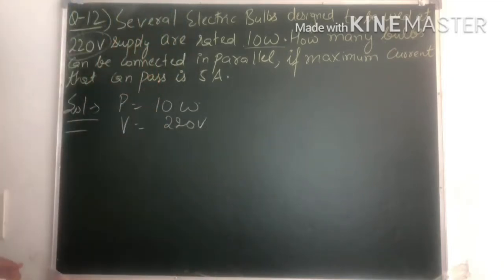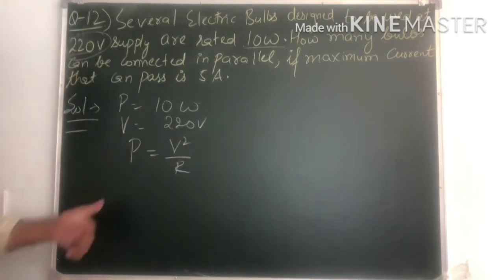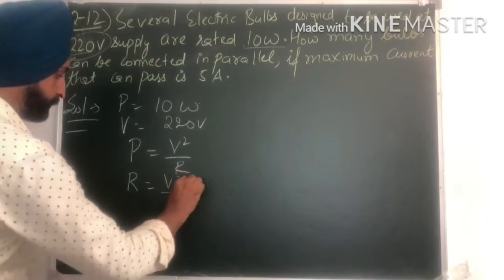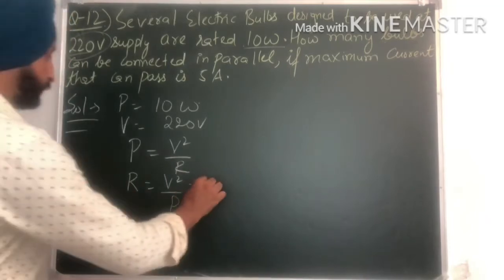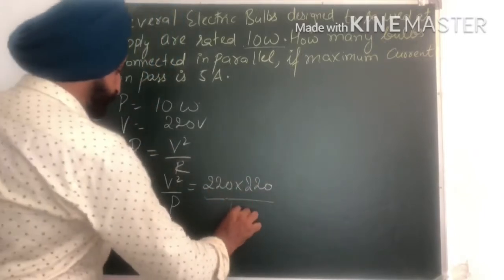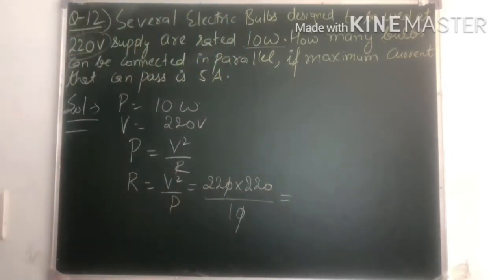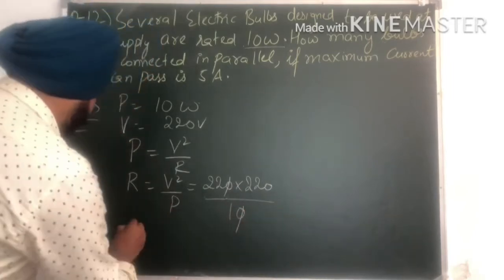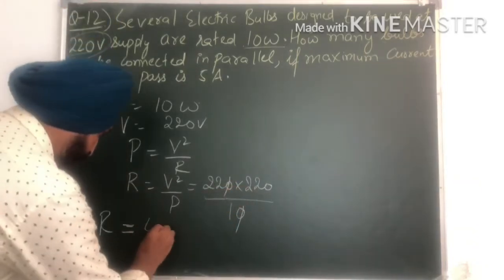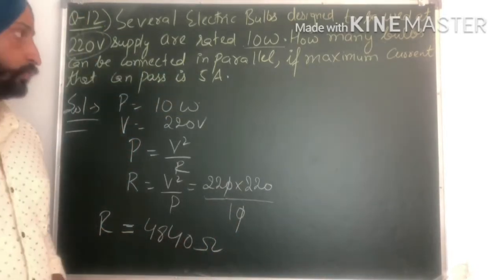Now to calculate the resistance of each bulb, we have the formula for power, P is equal to V square by R. From this formula, the resistance would be equal to V square by P. So the resistance of each bulb would be 220 into 220 divided by the power, that is 10. So the resistance of each bulb would be equal to 4840 ohm.